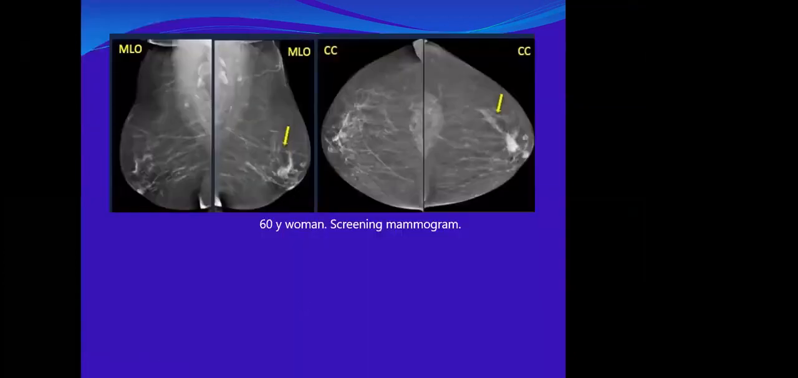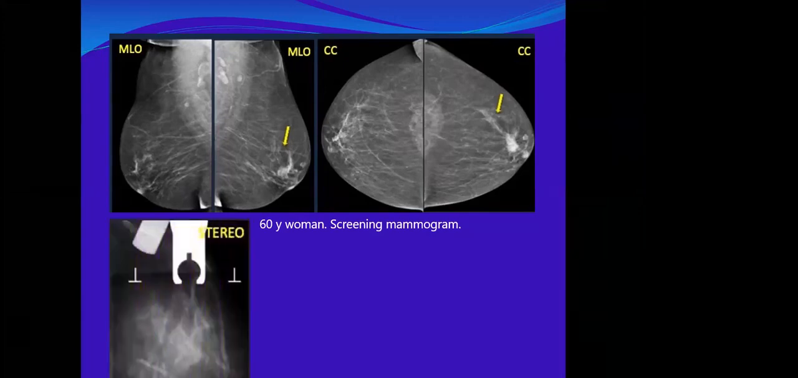The second example, a 60-year-old lady, screening mammogram. What could you say? Compared to the contralateral, there is an asymmetric finding seen on the left side, periareolar region, seen in the CC as well as on MLO, not extending over a substantial area, not extending over a quadrant. So we are dealing with focal asymmetry.